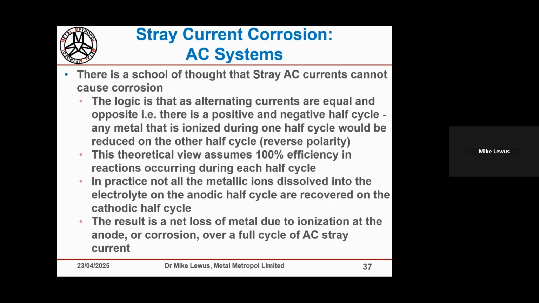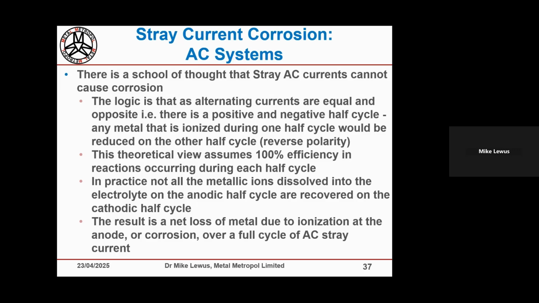But I mean, technically, logically, you might think there can be no corrosion in an AC stray current situation, but that assumes 100% conversion on each half cycle, which there never is, because for one thing, some ions will have already gone into solution. They can't get back to the metal that's already corroded.